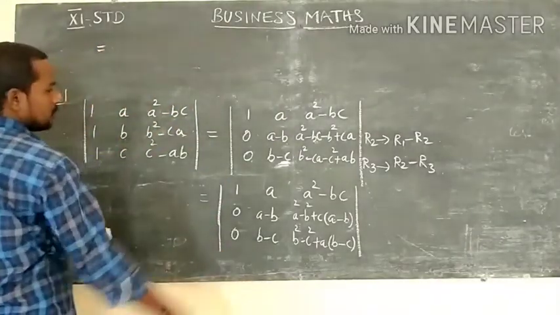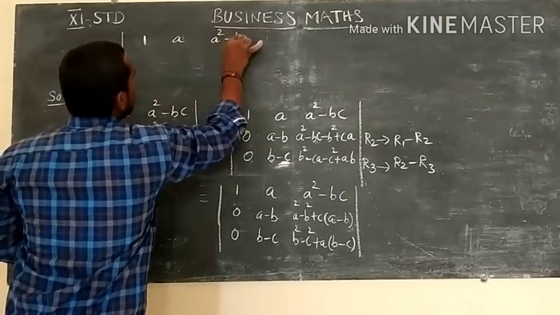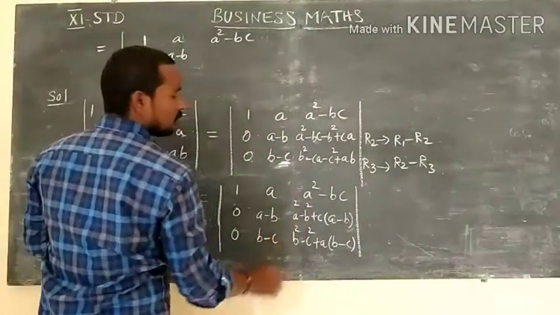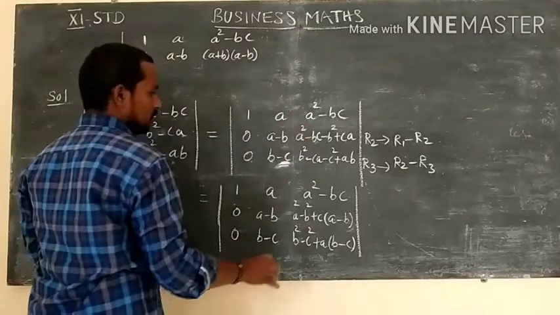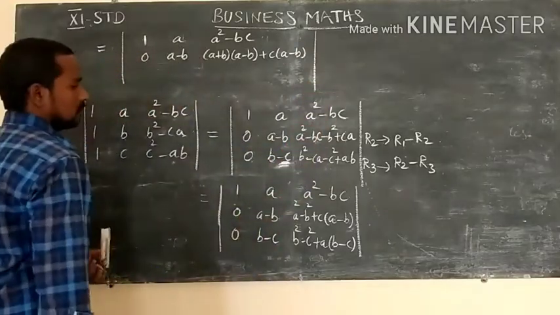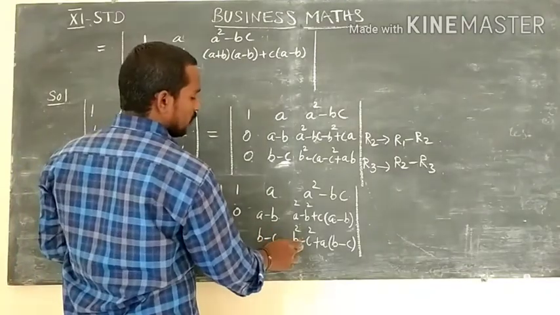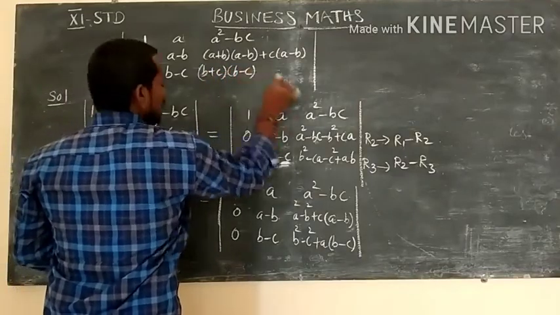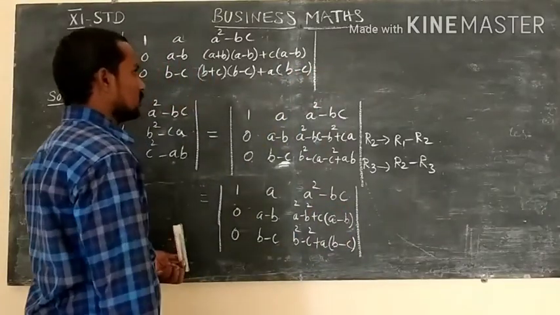Which is equal to the next step. Determinant of 1, a square minus bc, 0, a minus b, a square minus b square. What is the formula? A plus b into a minus b. Then plus c into a minus b. Okay. Then 0, b minus c. Here also I am using the algebraic identity. This is b square minus c square. Okay. So b plus c into b minus c plus a into b minus c.